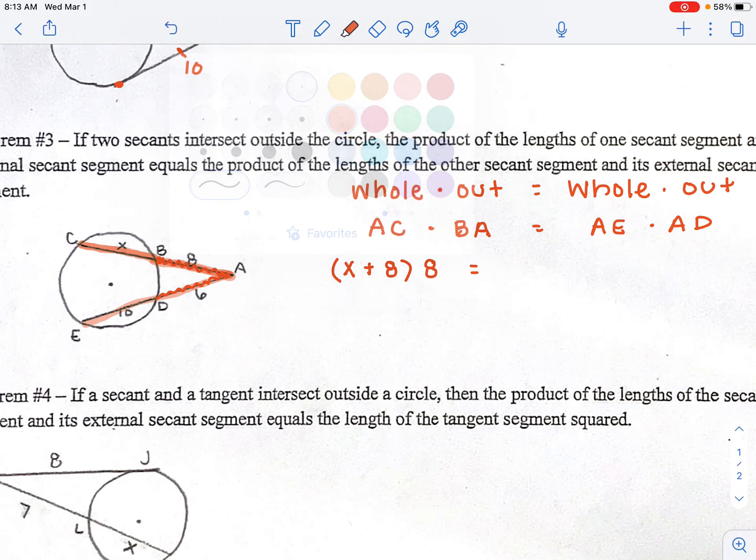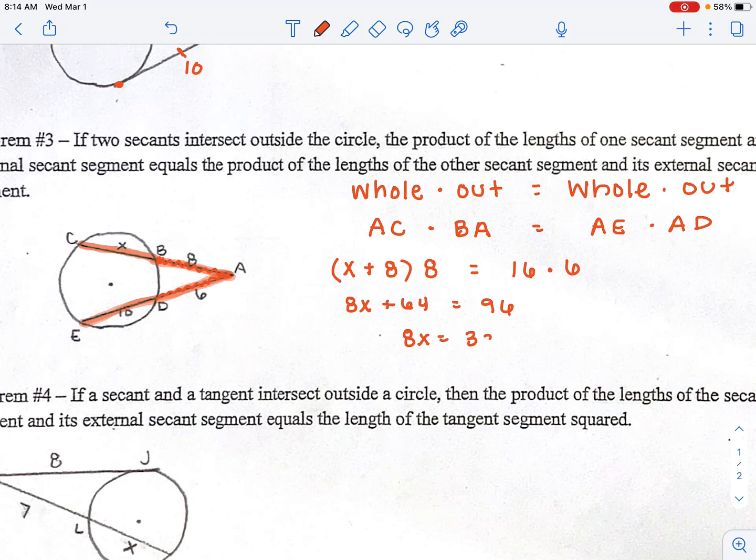equals. For my next one, the whole secant segment is from A to E. So that's 6 and 10. So 6 plus 10 is 16 times the outside part. Well, the outside part is just that 6. And our goal now is to solve this problem mathematically. If I distribute that 8 in, I get 8x plus 64 equals, and then 16 times 6 is 96. Subtract the 64, and then divide by 8, and you get x is 4. Okay, so it's whole times outside equals whole times outside. And to find those wholes, you just add the two little parts together.